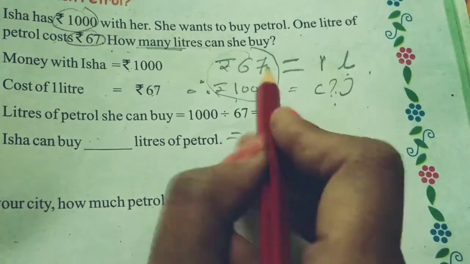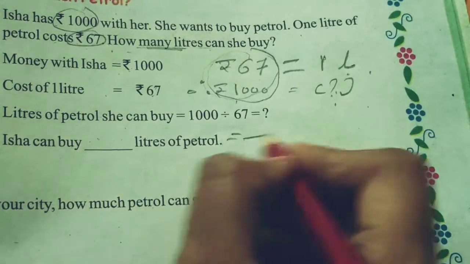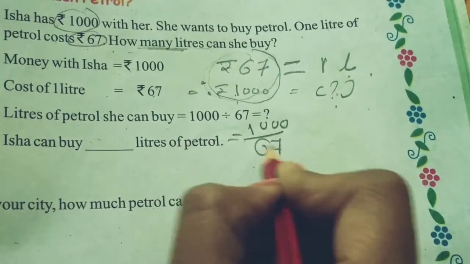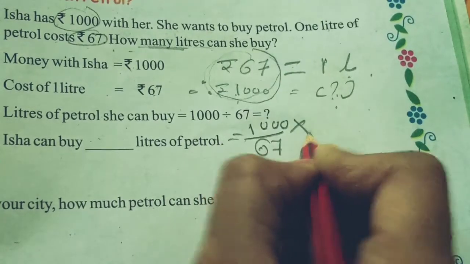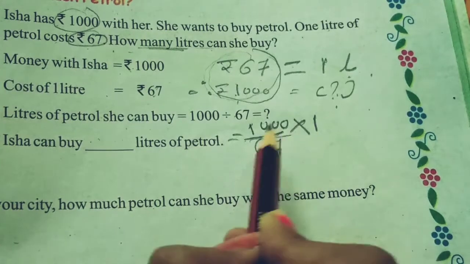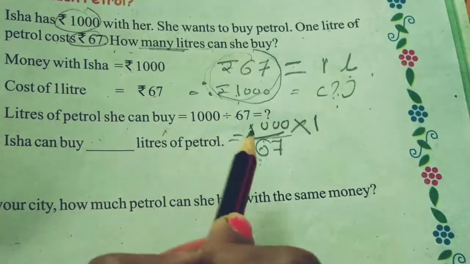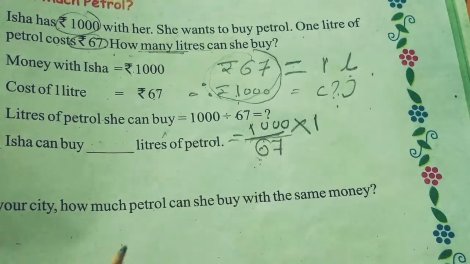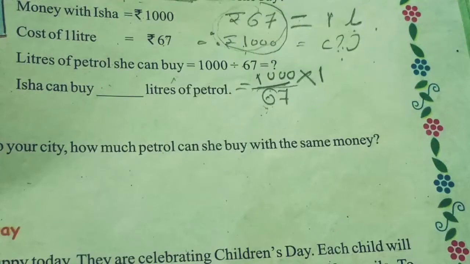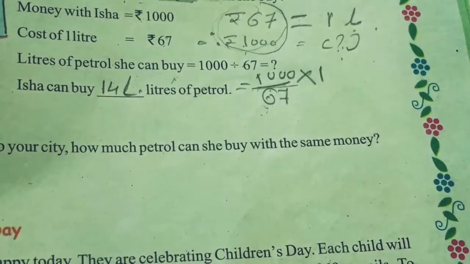Then we will do the reciprocal, जो लेफ्ट साइड में है उसका ही रेसिप्रोकल करना है. Then 1000 will go up and 67 will come down, is equal to, multiplication and 1. Now it is upside down. What is the meaning of this? Division. That is why we are doing the division here. Divide 1000 by 67 and we'll get the answer 14 liters. 14 liters of petrol she can buy.